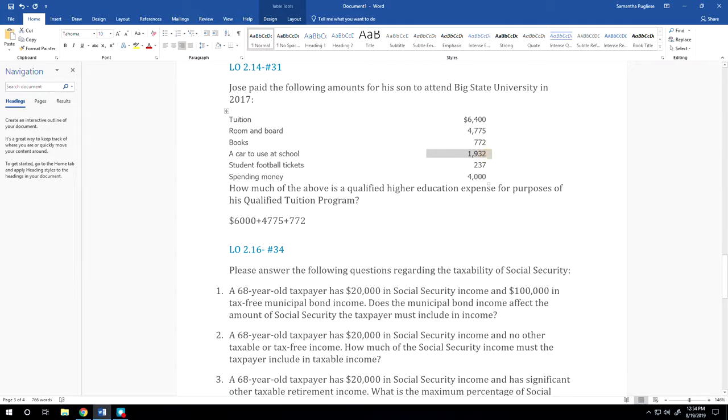What do we think about a car to use at school? I'm thinking no, right? The answer to that one is no. Student football tickets, definitely no. And then also spending money, definitely no. So the total here would be $11,947. So tuition, room and board, books, fees that have to be paid to the school. So, you know, all of us that are taking classes at Normandale, they charge us tuition and then they charge us all those fees. Those are included also.